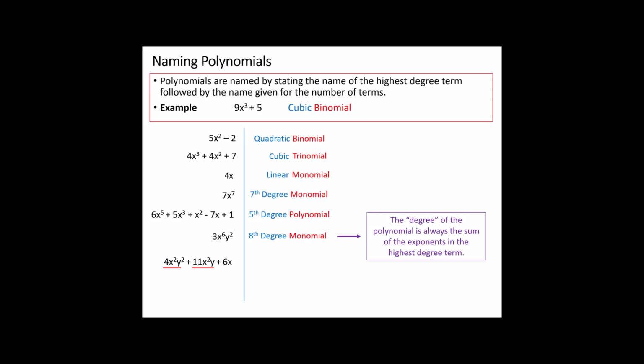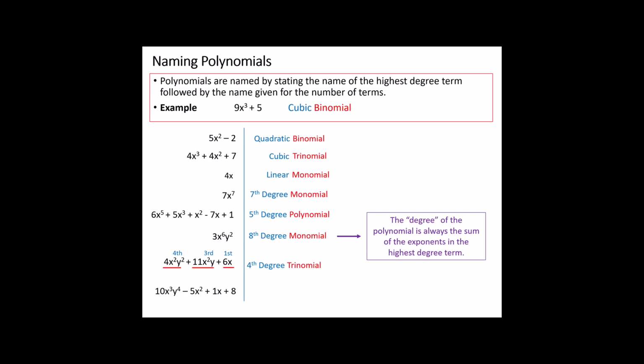I would then look over here and say 11x squared y. What is the sum of the exponents? And then I look over here and say 6x to the first. What is the sum of the exponents? Well, this is a 4th degree monomial. This is a 3rd degree because you have the 2 and the 1. This is a 1st degree. That makes this a 4th degree, since that's the highest one, trinomial.